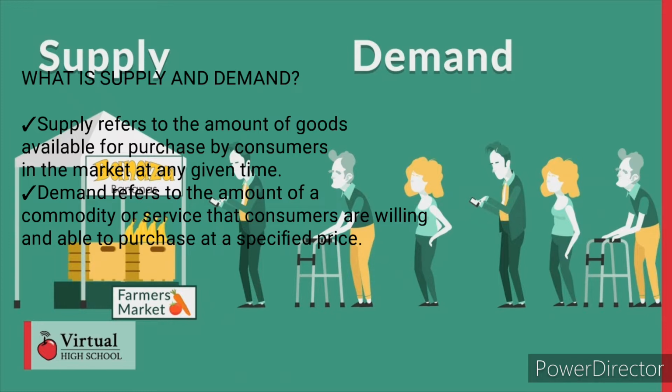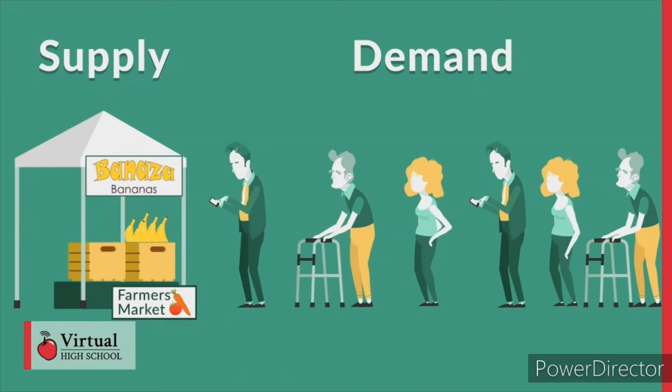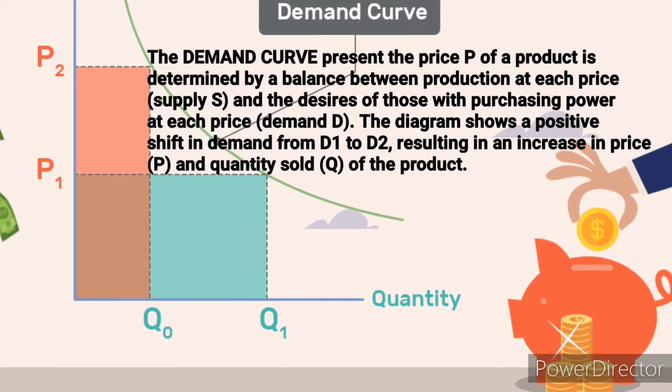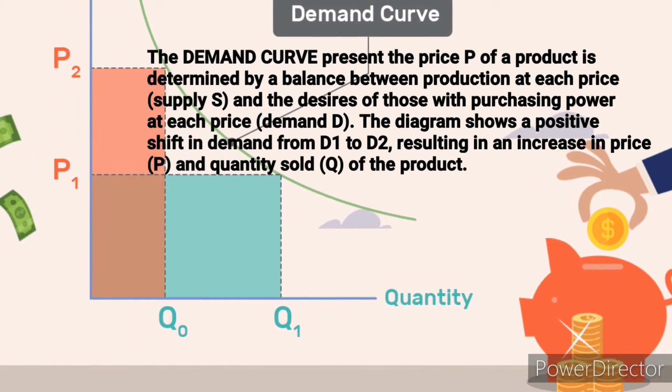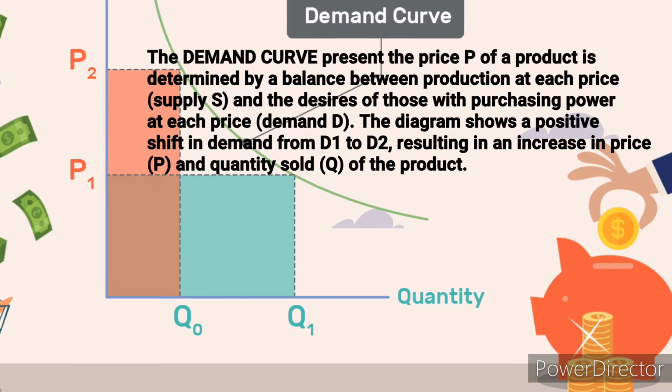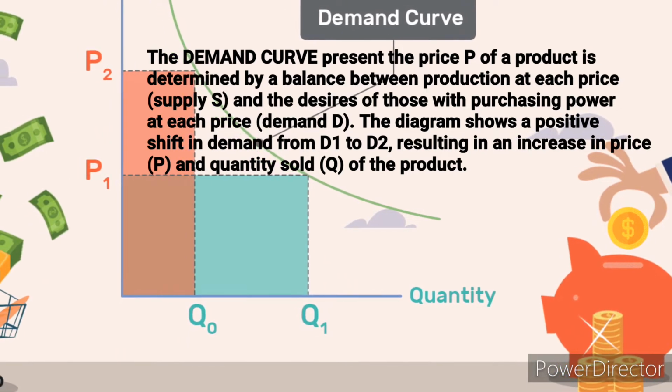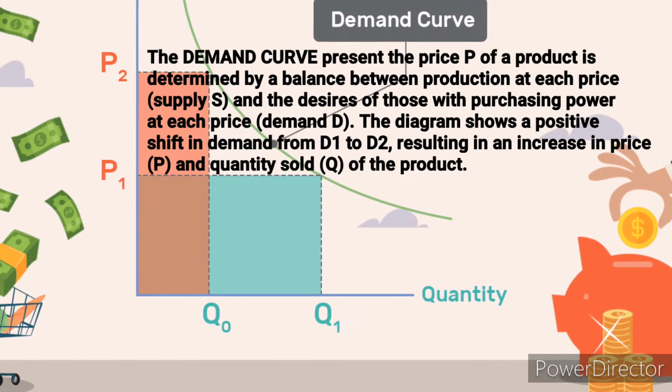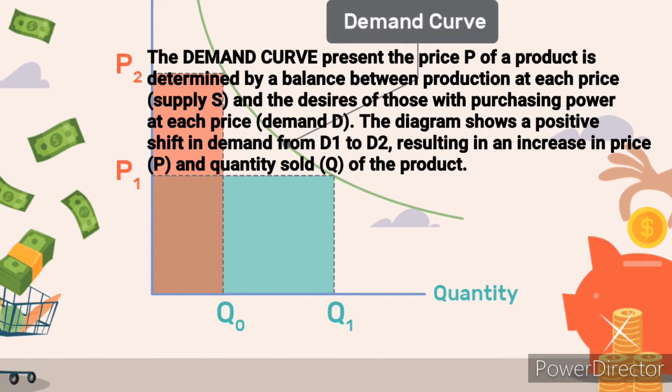When supply reduces, prices rise and demand goes down. The nexus between these two concepts derives the law of supply and demand, critical to the understanding of how a competitive market operates. The demand curve presents the price P of a product as determined by a balance between production at each price, supply S, and the desires of those with purchasing power at each price, demand D.